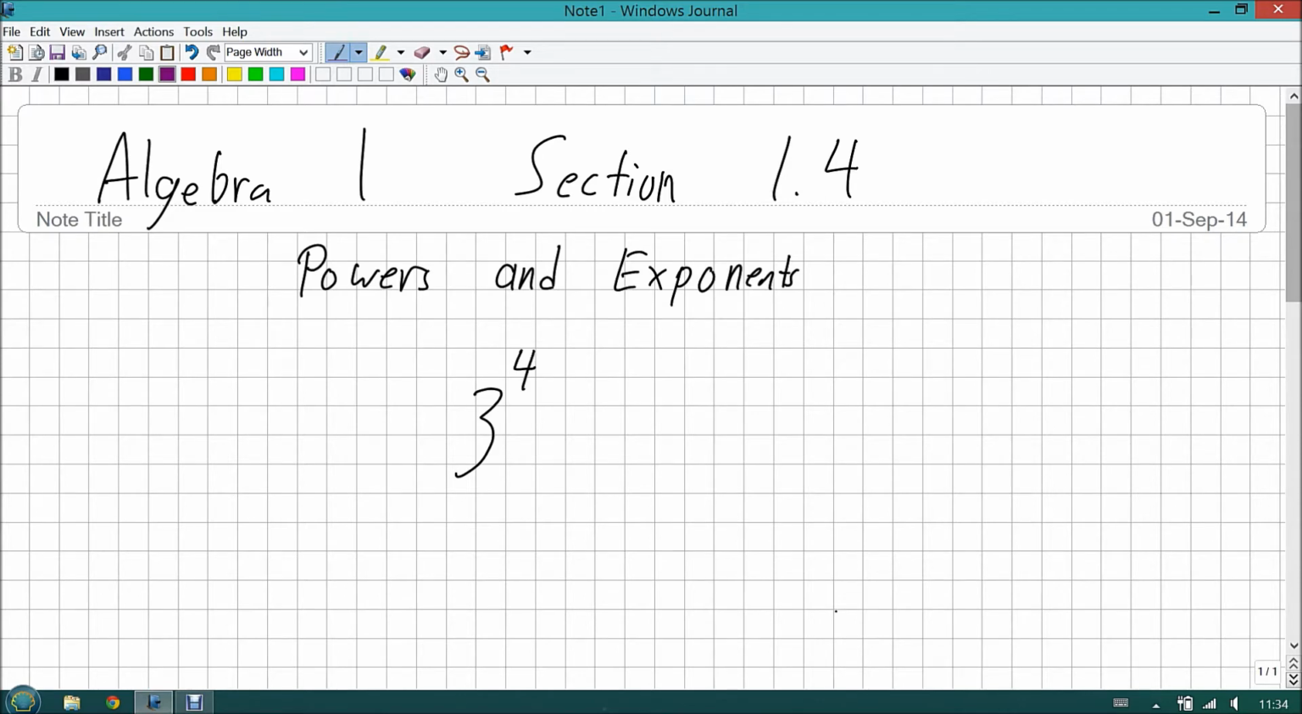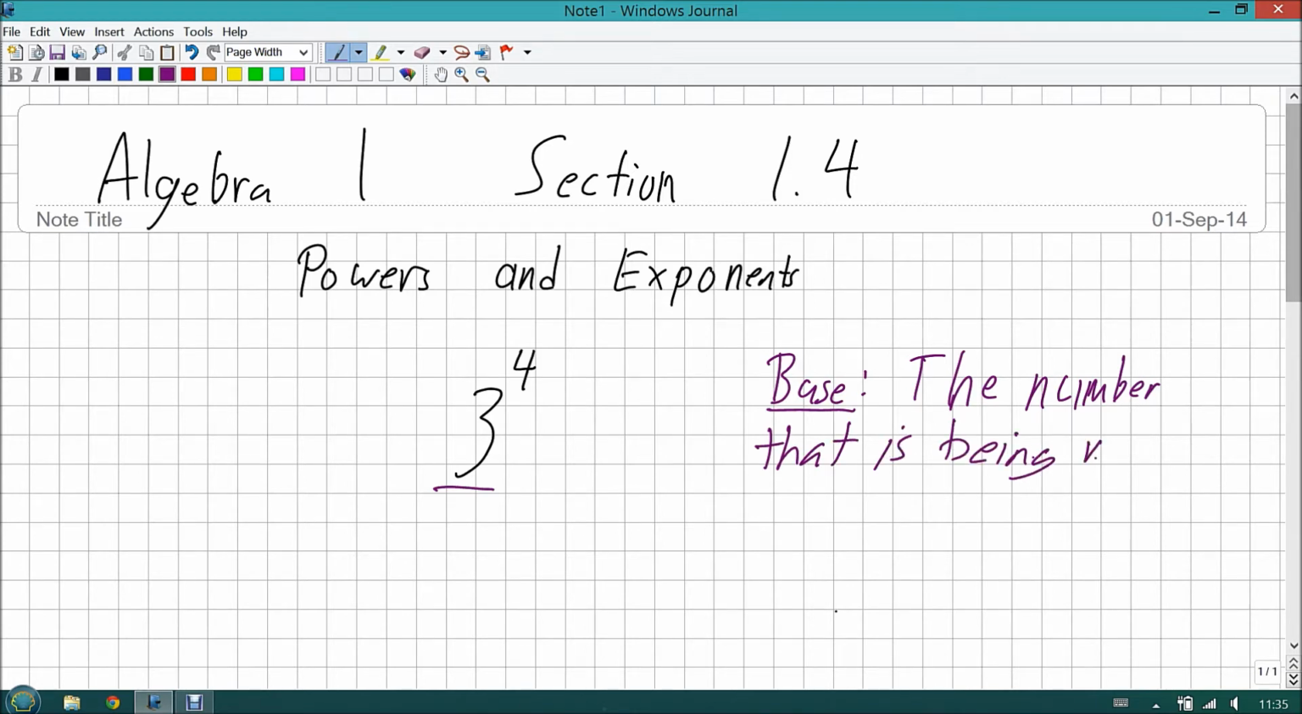Now each part of this has a name. The 3 part is called the base. Now the base of the exponent is the number that is being multiplied by itself so many times. So the number that is being multiplied by itself.